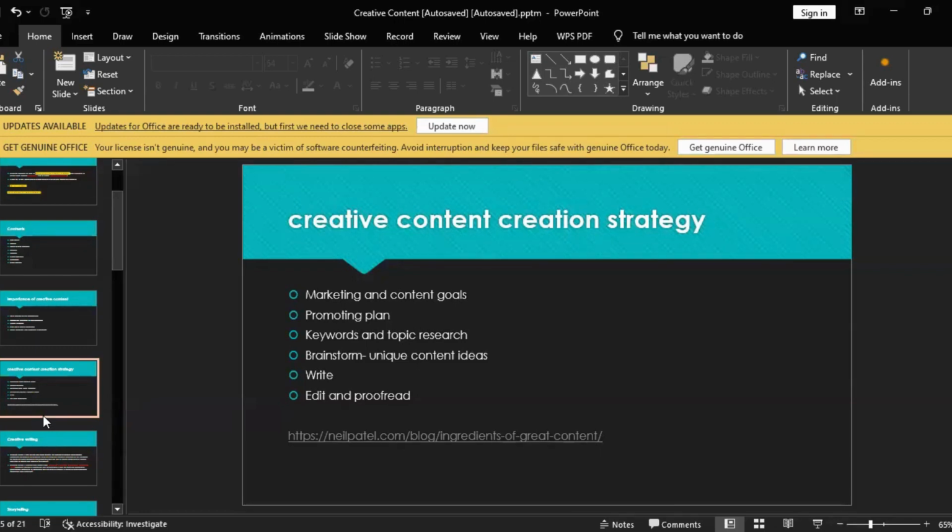So then you promote a plan. Your goal is to make your consumers get engaged and attracted by that perfume brand. So how can you promote the plan? What are you going to do? What is the form of your creative content? Is it going to be audio based, video or written? What are the other aspects you are going to use in order to produce it? Okay, so that's how you promote a plan. Then the third one, keywords and topic research.